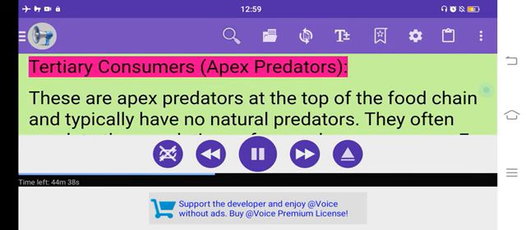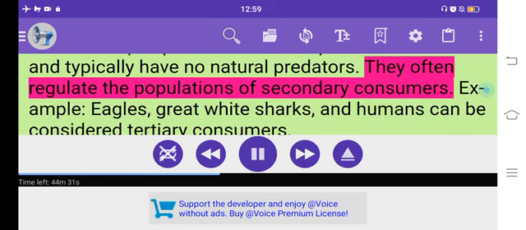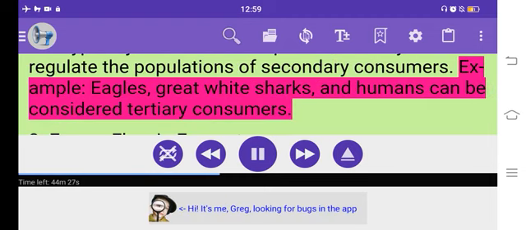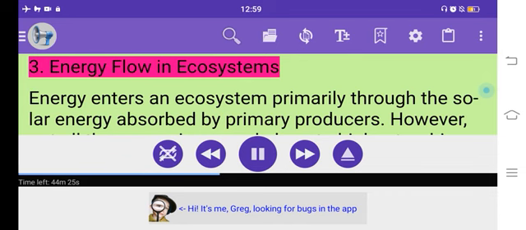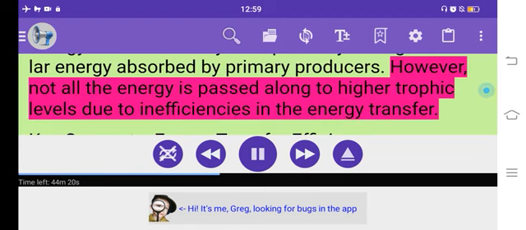Tertiary consumers, apex predators. These are apex predators at the top of the food chain and typically have no natural predators. They often regulate the populations of secondary consumers. Example: eagles, great white sharks, and humans can be considered tertiary consumers. 3. Energy flow in ecosystems. Energy enters an ecosystem primarily through the solar energy absorbed by primary producers. However, not all the energy is passed along to higher trophic levels due to inefficiencies in the energy transfer.